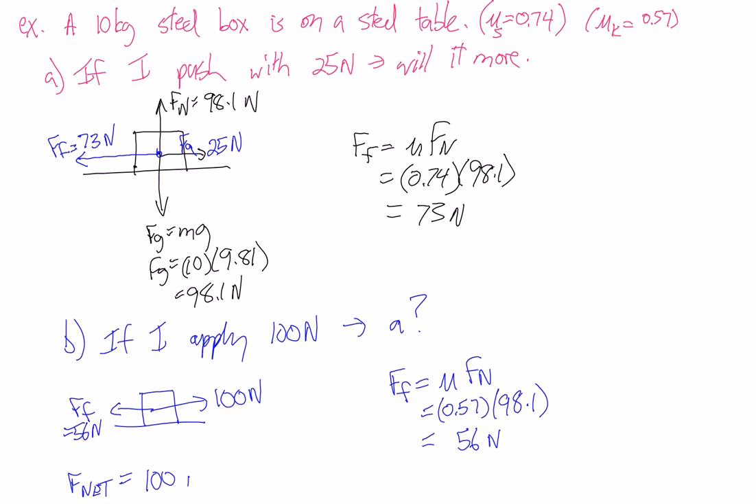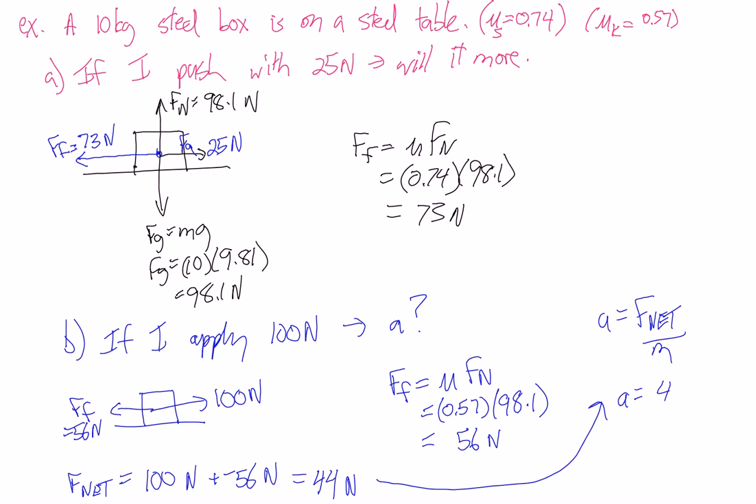So our net force will be 100 plus the negative 56 for the friction, which gives us an answer of 44. So that's what our net force is. So then the question is asking what is the acceleration. So we have to go net force divided by mass. So we'll have 44 newtons divided by 10 kilogram mass originally. So that means our acceleration will be 4.4 meters per second squared.